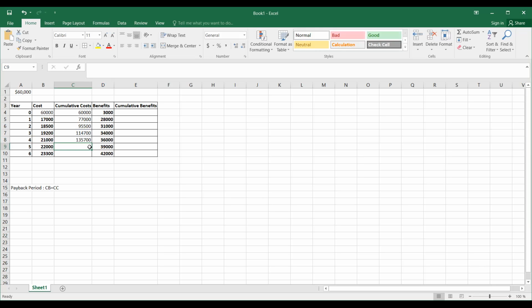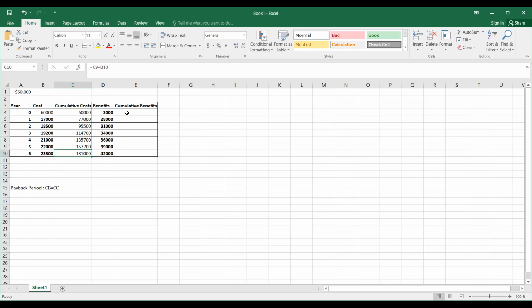135,700. So to find the total cumulative cost for the 5th year, you add the total cost for the 4th year plus the new cost of 22,000, which gives you a value of 157,700. Next, you add the total cost till the 5th year, which is 157,700, plus your 6th year, which had an incurred cost of 23,300. You'll add it up. So in total, this is the total amount of cost incurred till the 6th year of operating with the system.